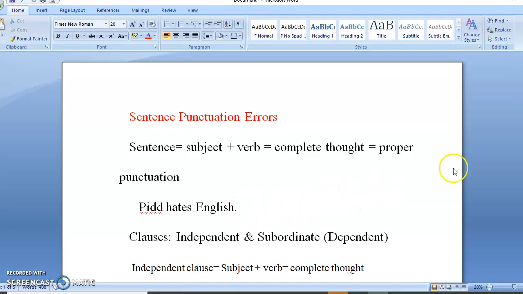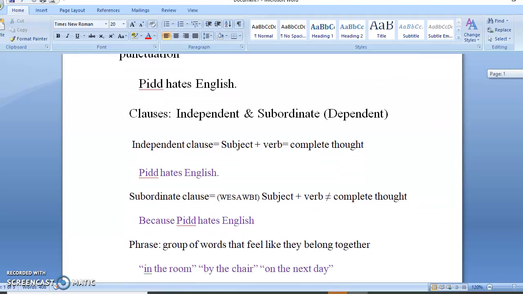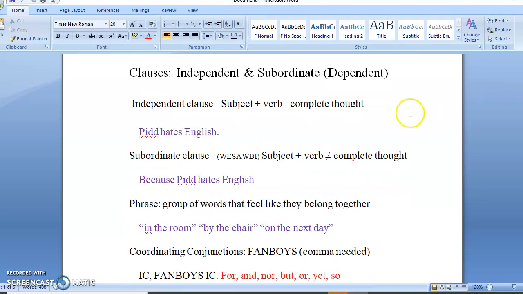Okay? So I wanted to go over the infrastructure of sentence punctuation errors. So that moves us to clauses. There are two types of clauses. You have independent clauses and subordinate clauses. The other name of subordinate clause would be dependent clause. And so let's look at independent clauses. In order to have an independent clause, you have a subject plus a verb, and it equals a complete thought, much in the same description that I gave you for a sentence.